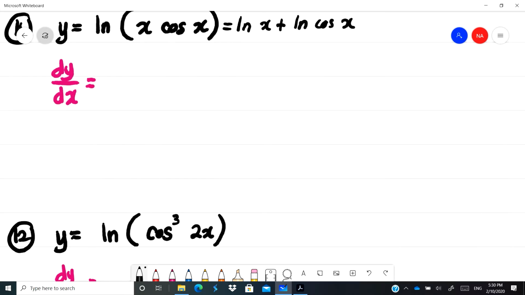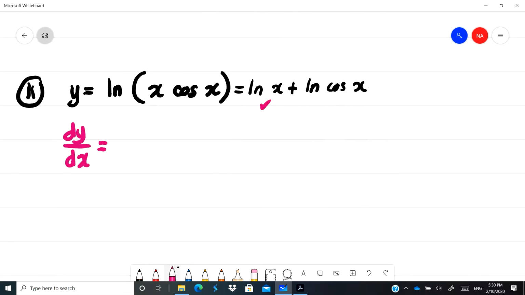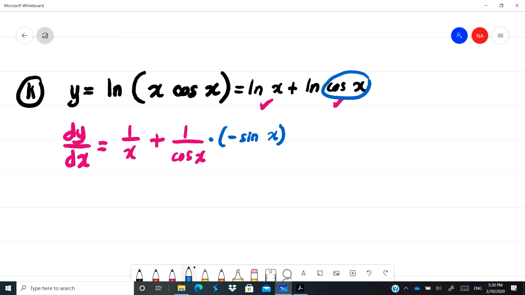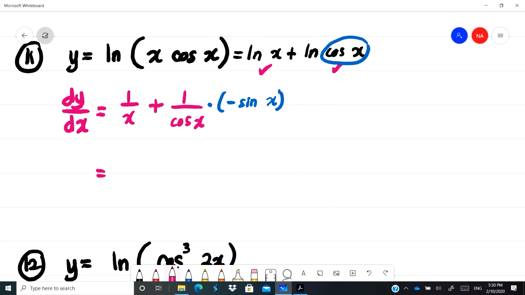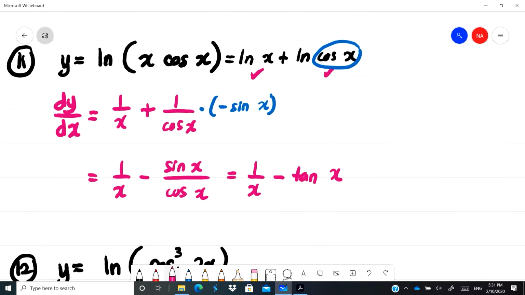All right, so we have to differentiate one by one here. We're going to differentiate this and also this one. Differentiating the first one will give you 1 over x, and then you have addition in the middle, and then you have to differentiate the cos x, so it will give you 1 over cos x. So differentiating cos x will give you negative sine x. All right, so you can simplify this as 1 over x minus sine x over cos x. Please take note, since sine x over cos x is tangent x, you can write tangent x here. All right, so that's your final answer.